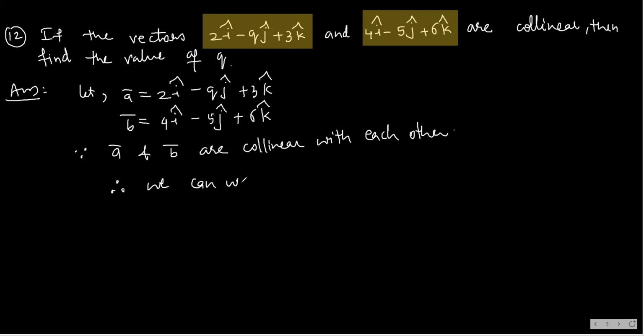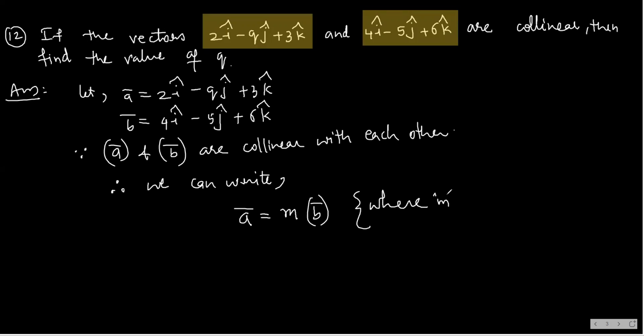Now, since you have two vectors collinear to each other, you can write one vector as a scalar multiple of the other vector. So see here what I'm writing. I will write A bar equals M B bar, where M is a scalar. What is M? M is a scalar.